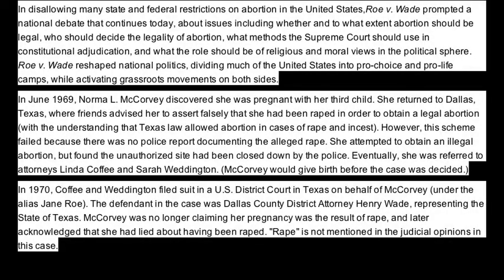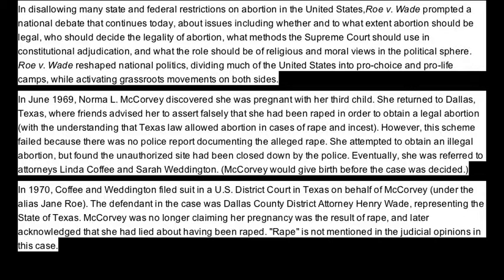In disallowing many state and federal restrictions on abortion in the United States, Roe v. Wade prompted a national debate that continues today about issues including whether and to what extent abortion should be illegal, who should decide the legality of abortions, what methods the Supreme Court should use in constitutional adjudication, and what role religious and moral views should have in the political sphere. Roe v. Wade reshaped national politics, dividing much of the United States into pro-choice and pro-life camps, while advocating grassroots movements on both sides.